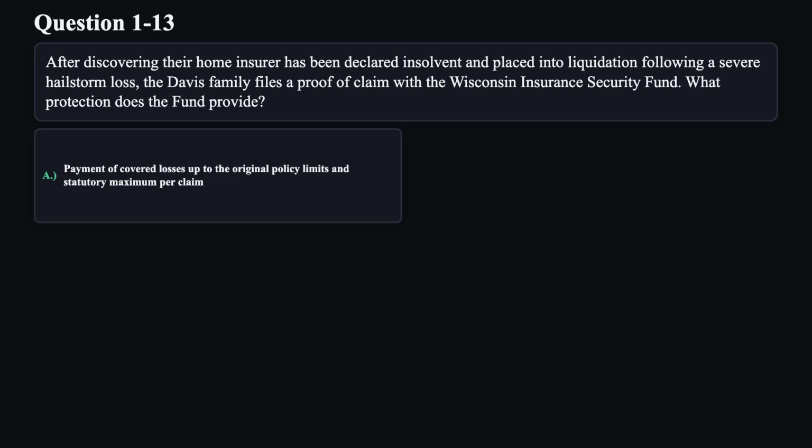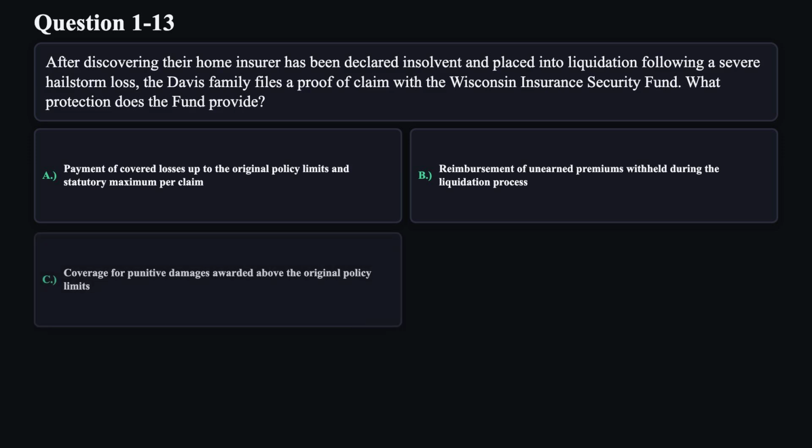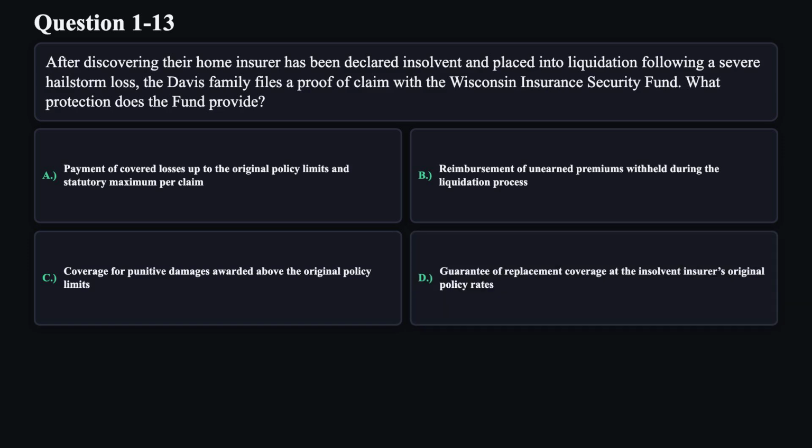A. Payment of covered losses up to the original policy limits and statutory maximum per claim. B. Reimbursement of unearned premiums withheld during the liquidation process. C. Coverage for punitive damages awarded above the original policy limits. D. Guarantee of replacement coverage at the insolvent insurer's original policy rates.